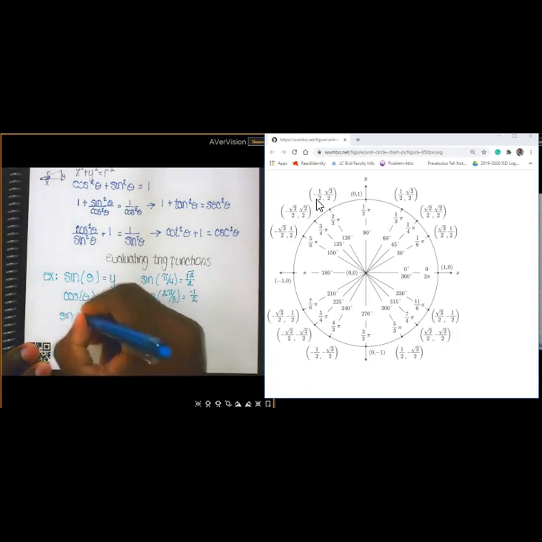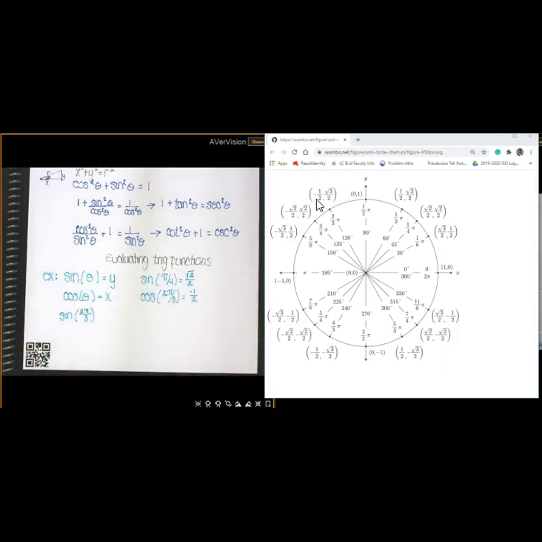What about sine of 11 pi over 3? Is 11 pi over 3 on the unit circle? No, it's not. So what do you think you're supposed to do?